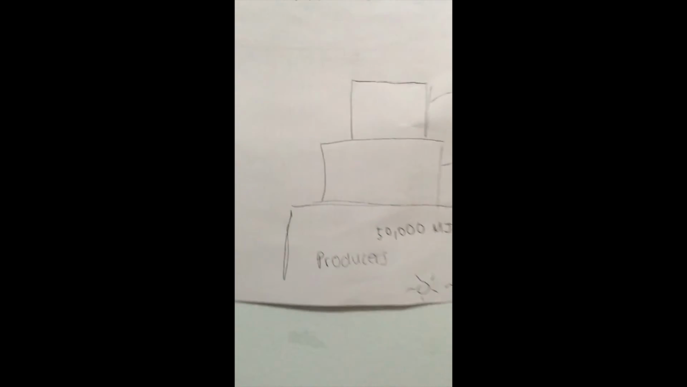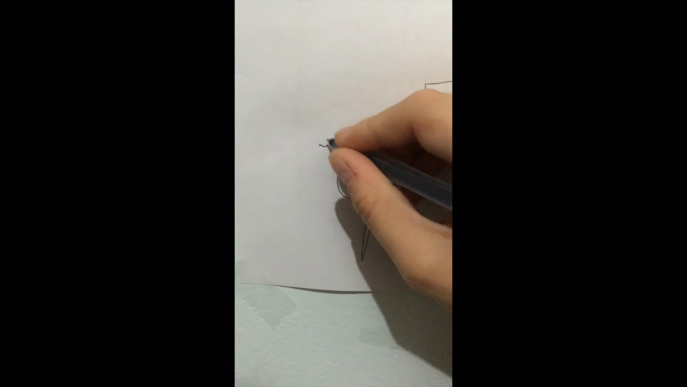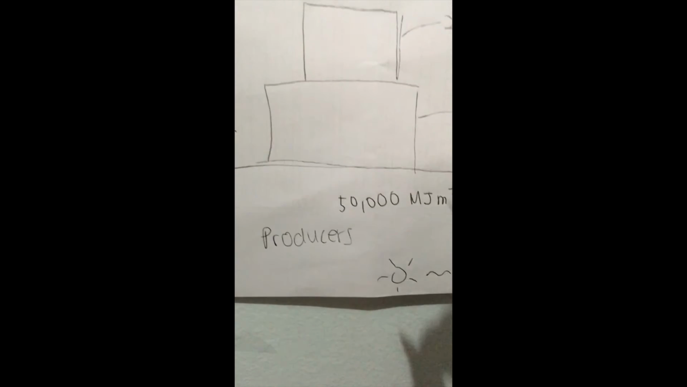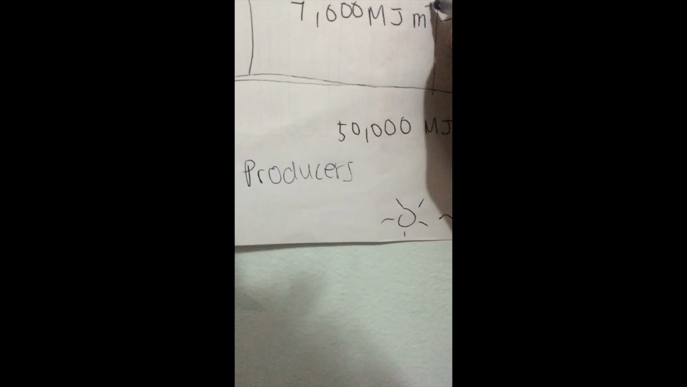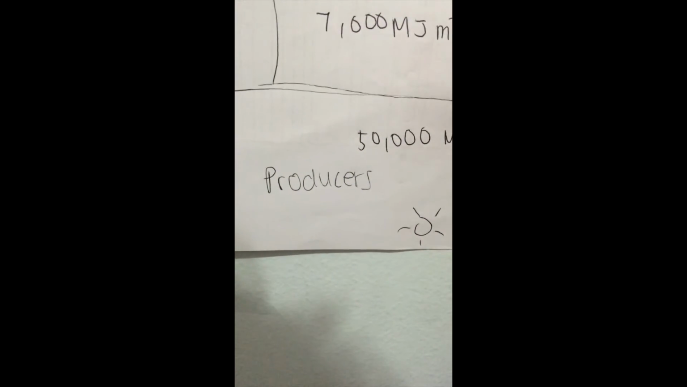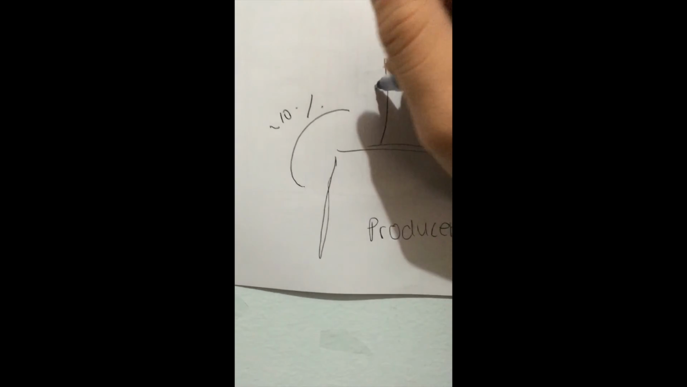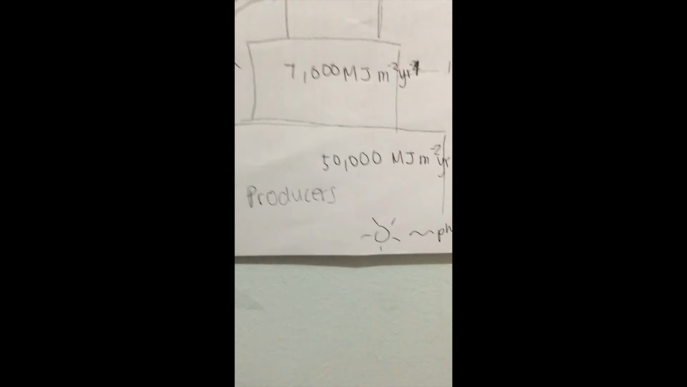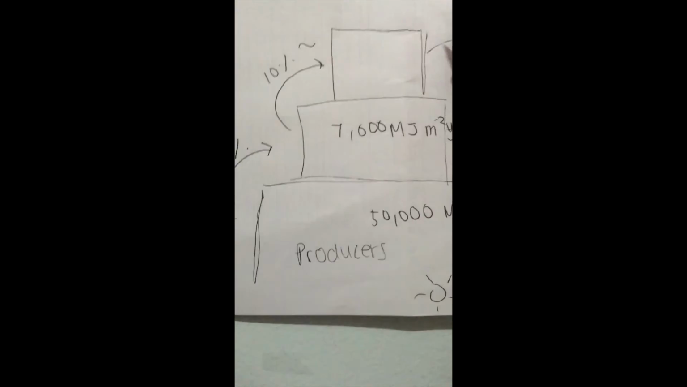Because only around 10% is transferred, the next step, the first order consumers, only get 70,000 units of energy. And lastly, because again, only 10% of the energy is transferred to the next step, second order consumers have only got 3,000 units of energy.